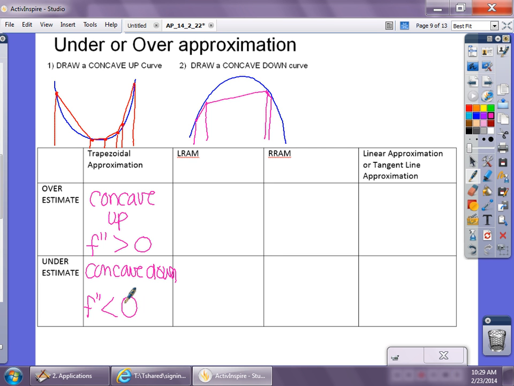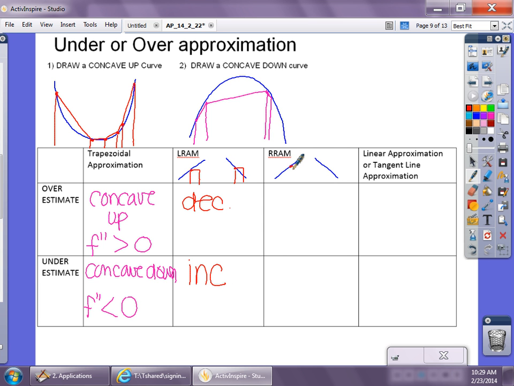And then I just wanted to review one more time LRAM, RRAM. So remember, LRAM and RRAM, they are the ones where we just draw increasing or decreasing. So then left rectangle would be this one. Left rectangle would be this guy. So we know we have an over approximation when f is decreasing, and we have an under approximation when f is increasing.